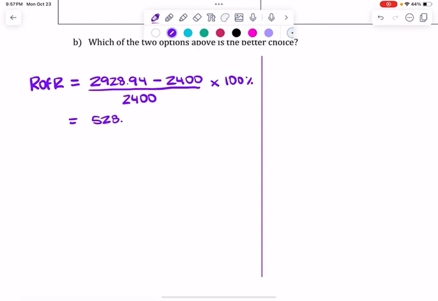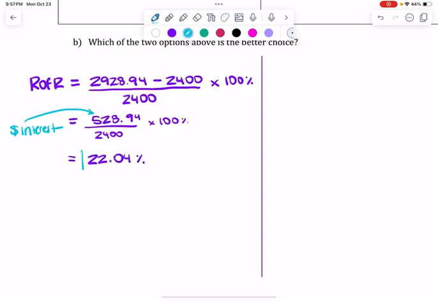I could do it step by step, and if I do it step by step, it becomes more obvious to me what that dollar amount of interest is. That's this value here. That's my dollar amount of interest earned on my first option. And when I plug that in and round to 2 decimal places, I get 22.04% rate of return.